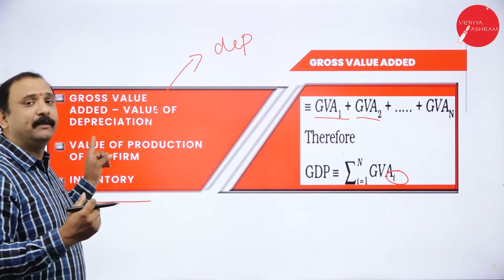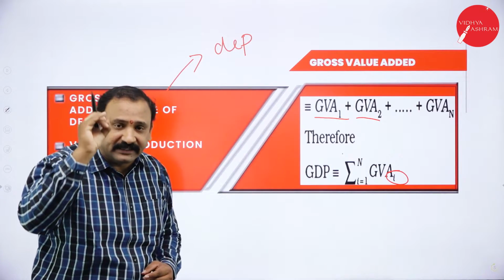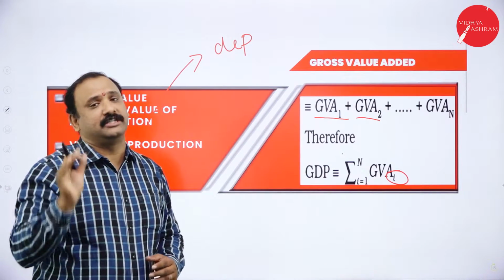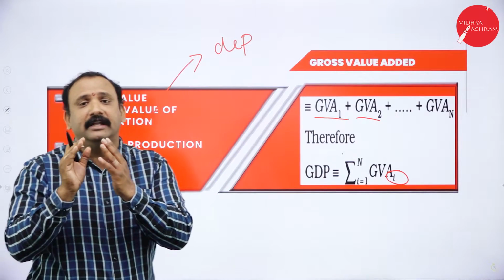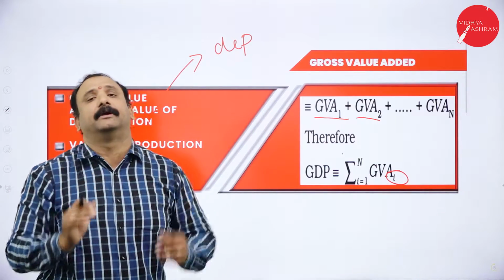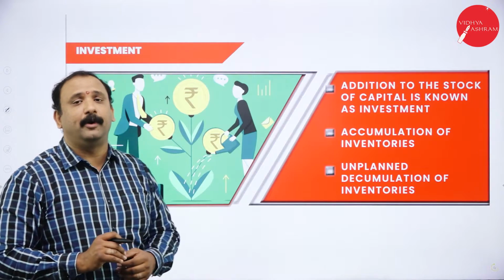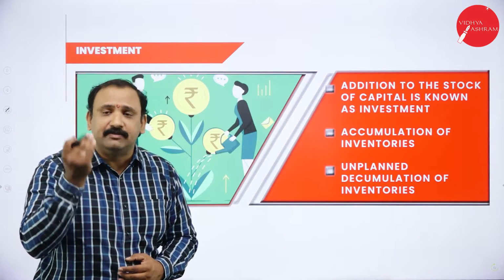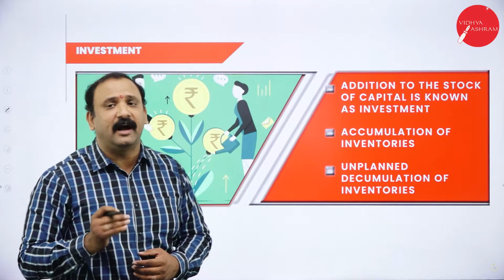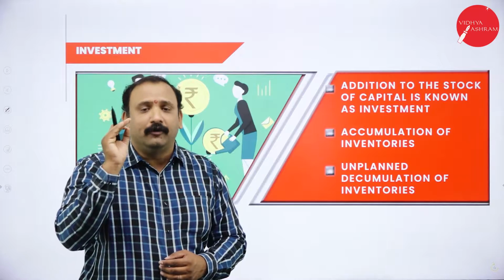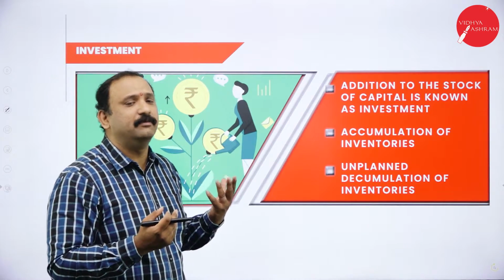But what is very, very important for all of us to understand? Depreciation, inventory, and the production concept, because all these factors are going to stick with you in terms of the national income concept. Now, moving forward, we are also going to talk about the word called investment. Why is investment very, very important? Now, if you look at investment, addition of stock to the capital is known as investment. So what does that exact investment mean to us?